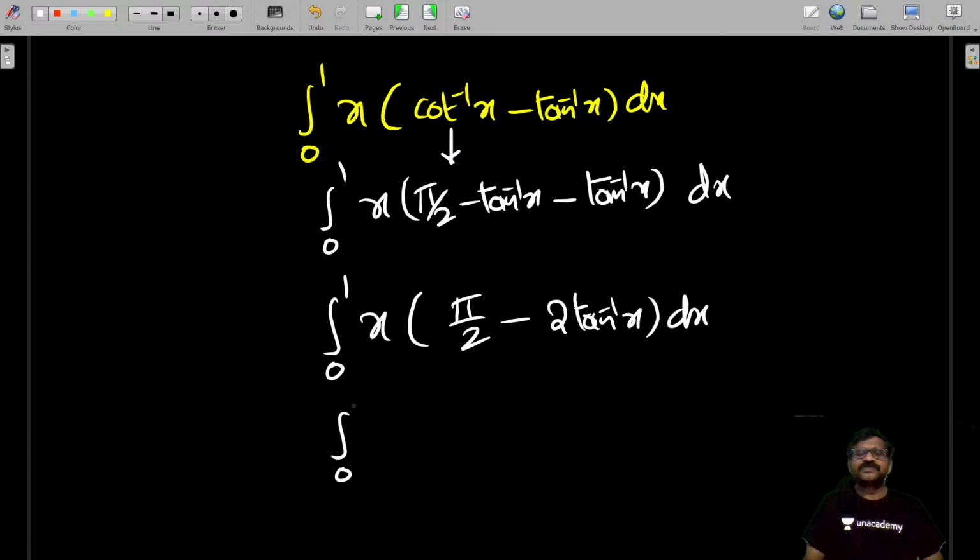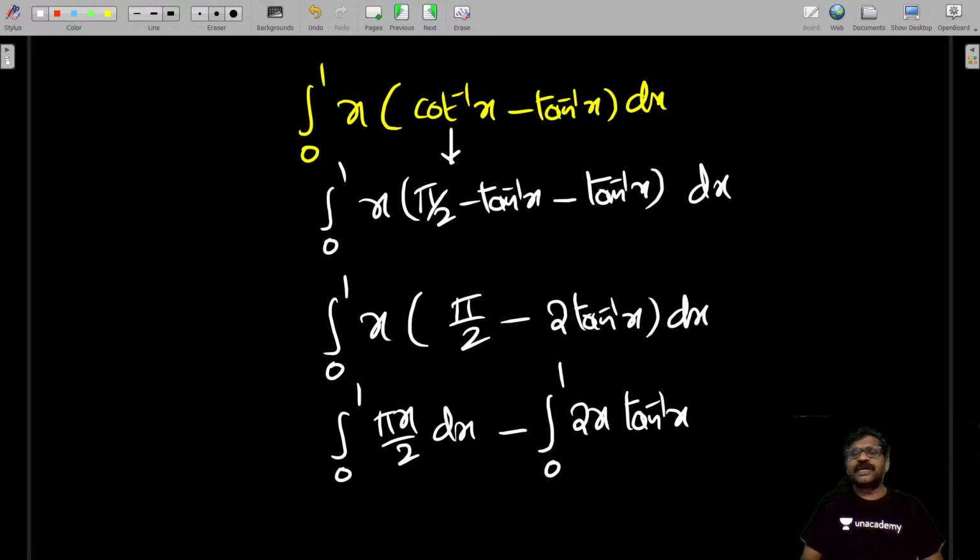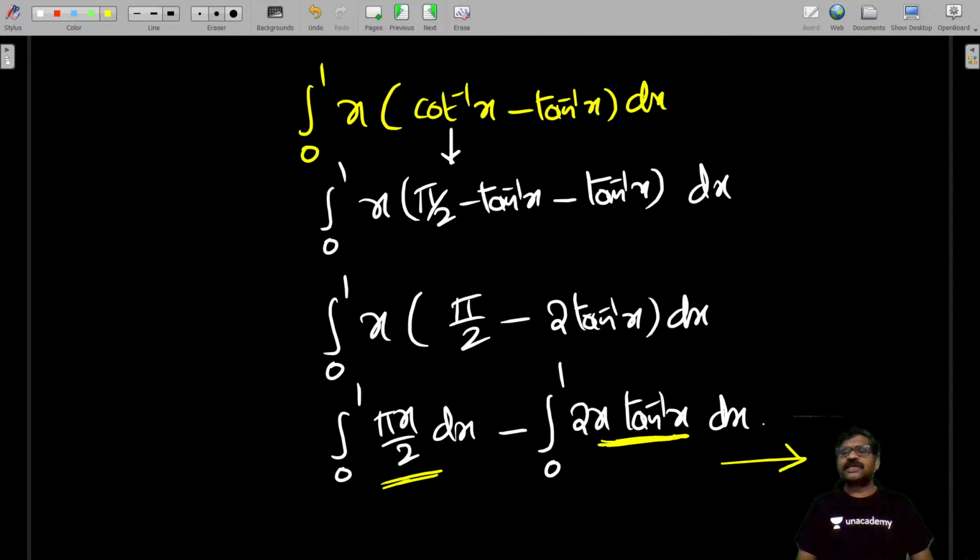That is integral 0 to 1 of pi x by 2 dx minus integral 0 to 1 of 2x into tan inverse x dx. Here in the first integral we can integrate directly, but in the second you have to apply integration by parts for x into tan inverse x, so integral u dv form. Observe here. This is called equation 1.